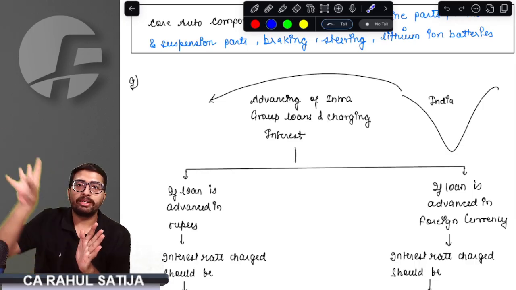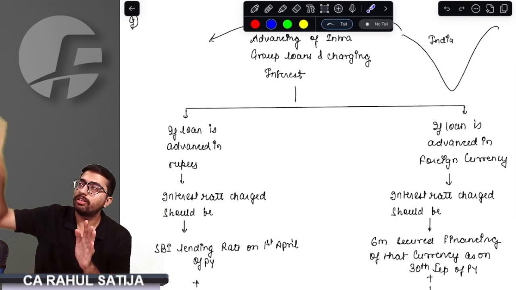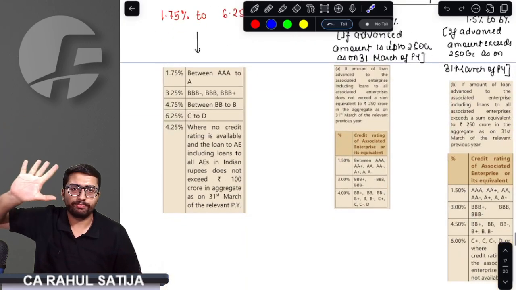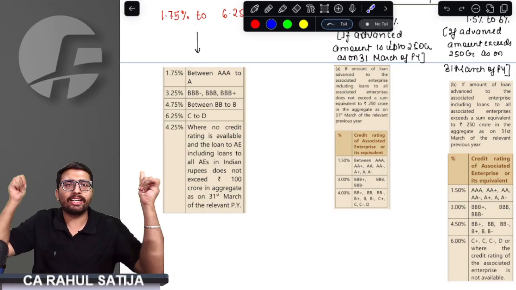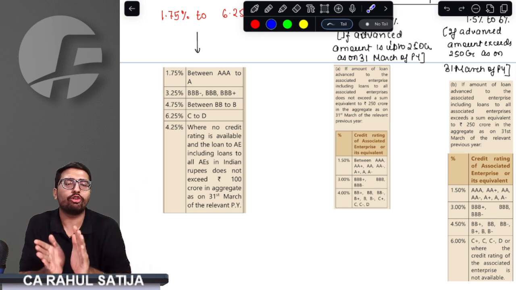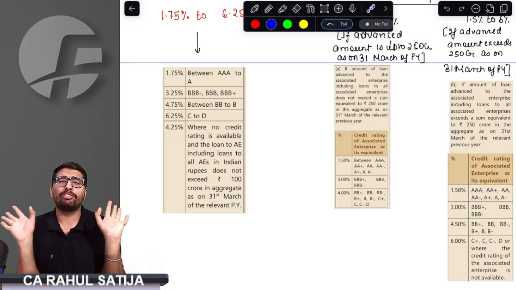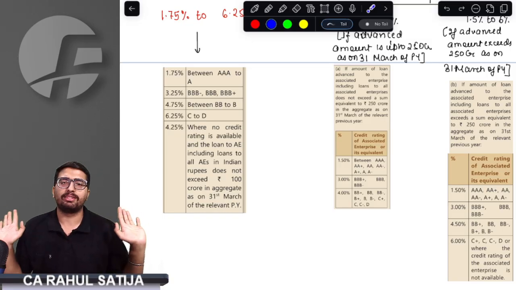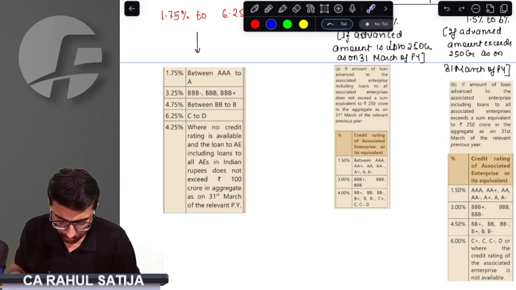If an Indian entity lends money to any foreign associate, and lending is done in foreign currency, then whatever the foreign currency lending rate is, take that and add something. What to be added? Try understanding this. If the loan exceeds 250 crore, then credit rating has to be taken. AAA credit rating 1.5%, triple B 3%, B or double B 4.5%, C and D 6% is to be added. But if lending is only up to 250 crore, then 4.5 and 6% is not to be added. You can add a maximum of 4%: 1.5, 3 and 4. That is the maximum allowed. Okay, sir, got it.